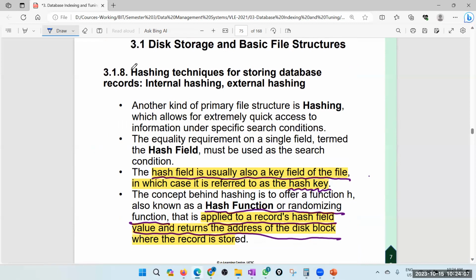Right. So now we move on to hashing. Hash files, or the use of hash techniques to locate a block. Still, you save it in blocks, but we use hashing techniques to identify which block this particular record is in.